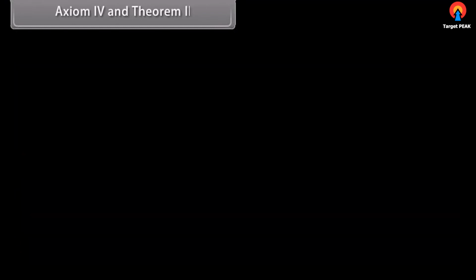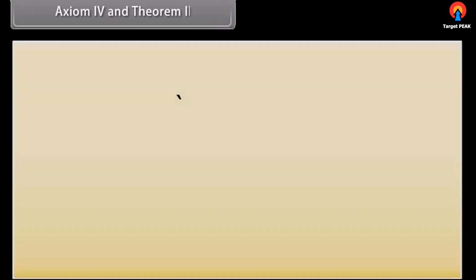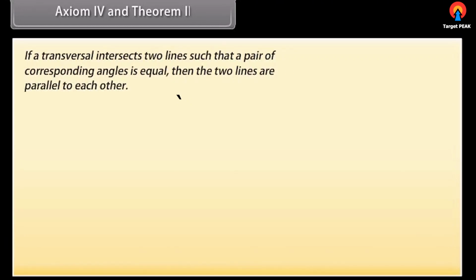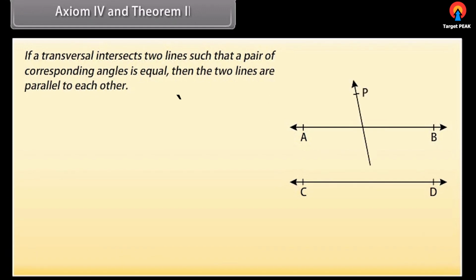Axiom 4 and Theorem 2. The axiom we got in the previous screen is, if a transversal intersects two lines such that a pair of corresponding angles is equal, then the two lines are parallel to each other. Now we will use the corresponding angles axiom to find the relation between the alternate interior angles when a transversal intersects two parallel lines. Here transversal PS intersects parallel lines AB and CD at points Q and R respectively.